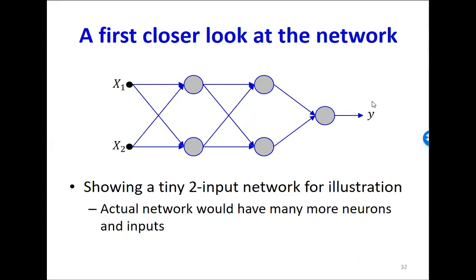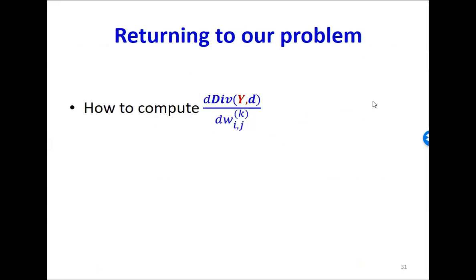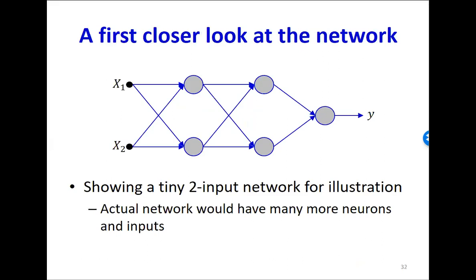Anyway, so now the question is, how do you compute the derivative of the divergence with respect to the individual weights? For that, I'm going to work off this tiny 2-input illustration where I have a network going left to right, and there are only 2 hidden layers.